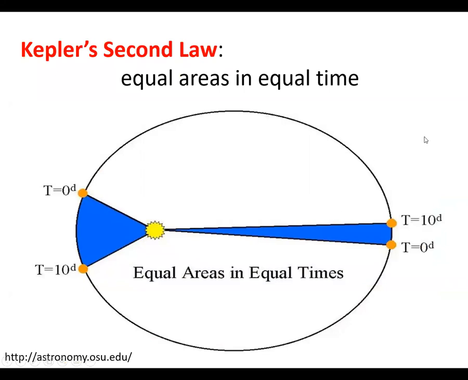Now let's go to the second law. The second law states equal areas in equal time. So let's look at this figure here. In 10 days, Earth traveled only this much orbit. See how slowly it is covering its orbit when it is farthest away from the sun compared to when it is closer to the sun. In the same amount of time, which is 10 days, it covered this much orbit.